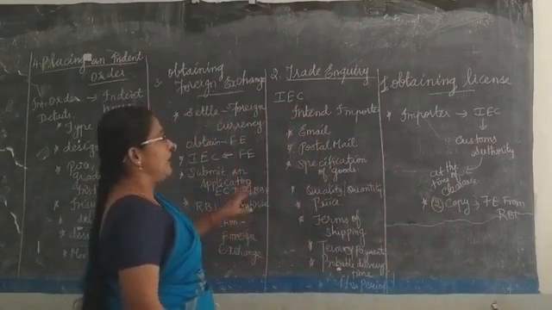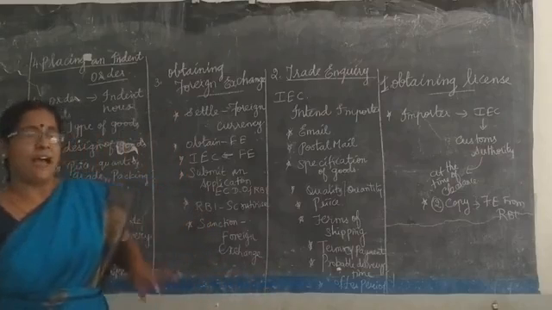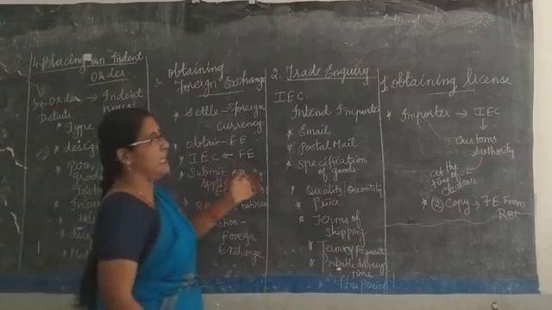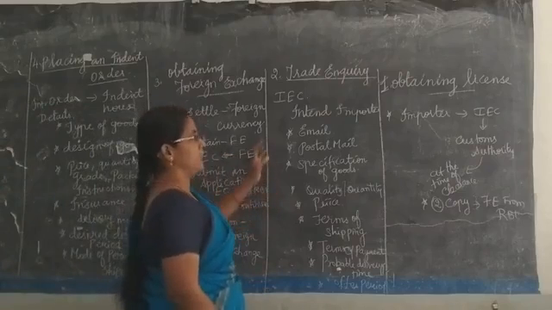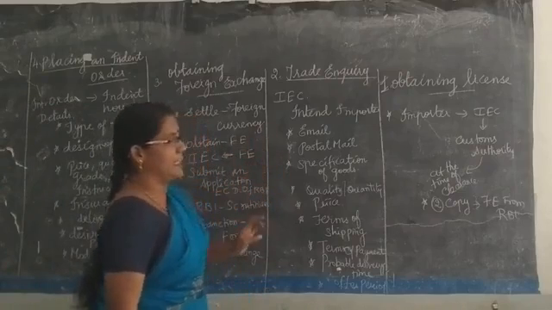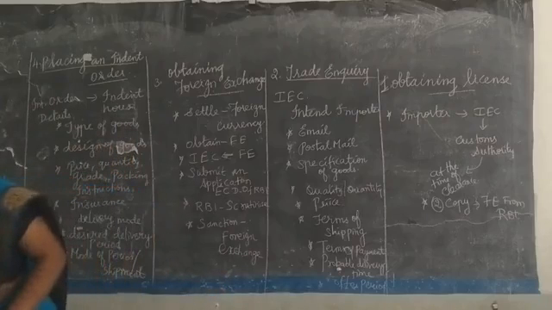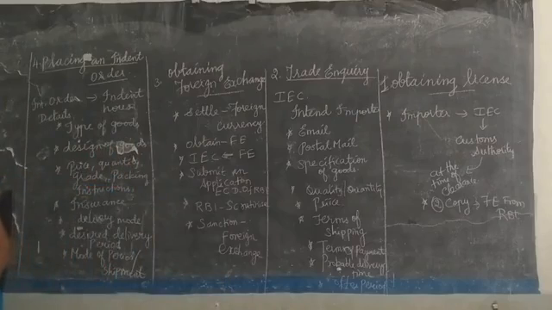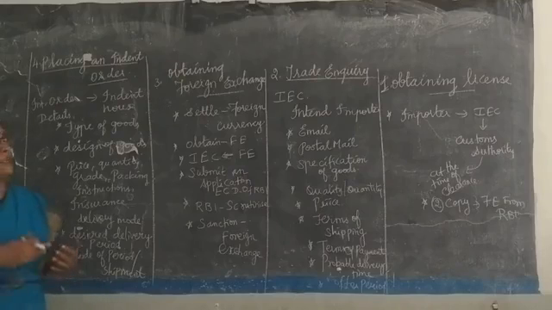Then the next one is trade inquiry. What comes after having obtained the IEC? IEC means import export code. After obtaining the IEC code, what does the importer want to do? He must do the trade inquiry. Having obtained the IEC, the intending importer has to make an inquiry. He must inquire to the exporter or his agent.